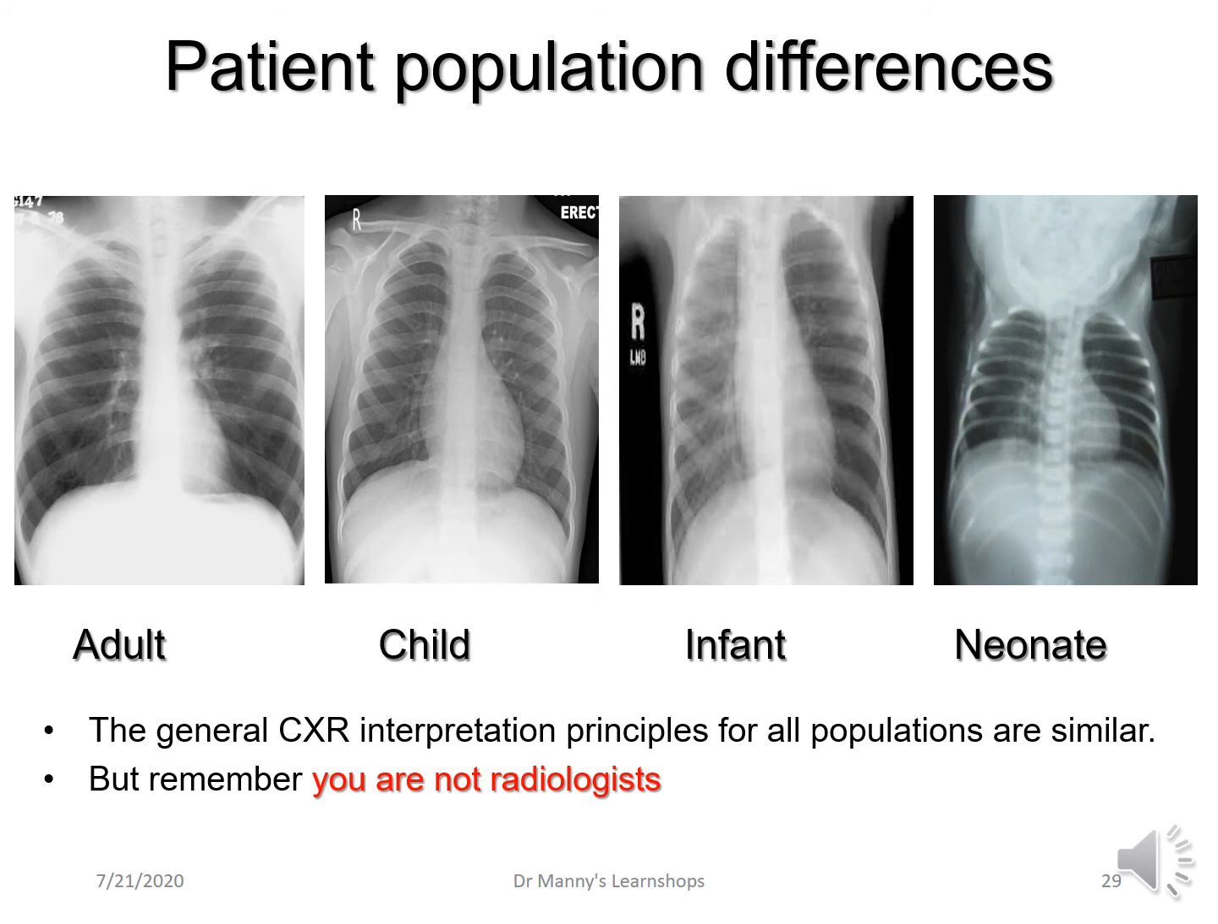When we look at the chest x-ray and compare them across different patient populations, well look, neonates are different to adults. However, from my perspective, adult, child, infant, neonate, the general principles of chest X-ray interpretation for all populations are similar. They're not exact, they're similar. But we also have to remember that it's the radiologist that does the interpretation and tells you what is actually on the X-ray, because they're the experts.